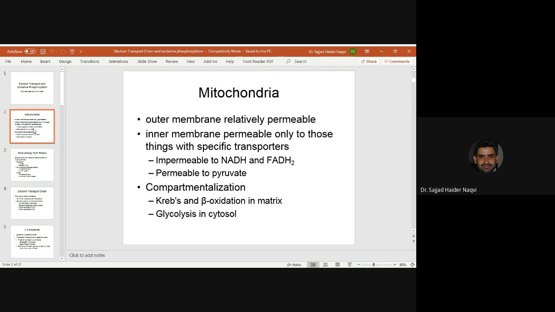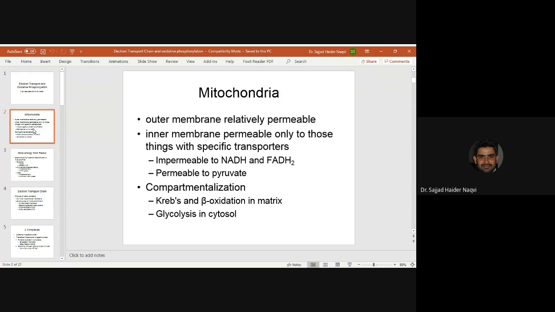It only allows certain things to pass through it, for which they need transporters. Now, this inner membrane is actually impermeable to many things, which include these two molecules, NADH and FADH2. And the inner membrane is permeable to pyruvate.